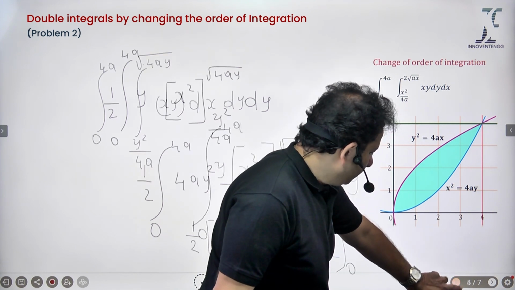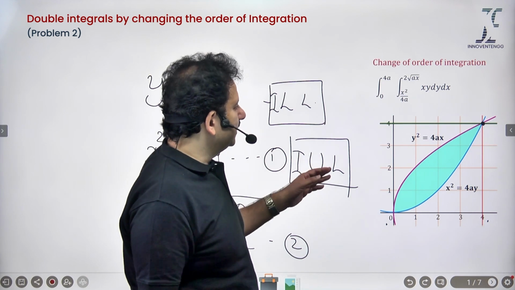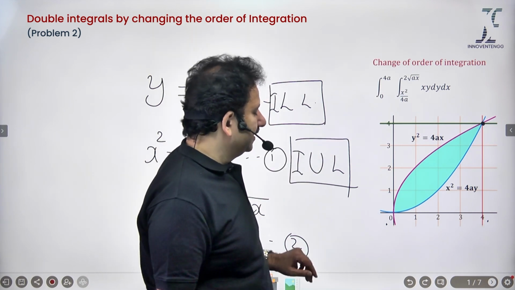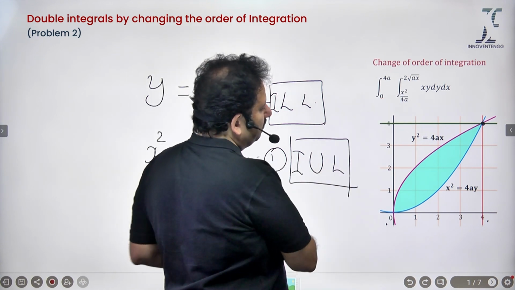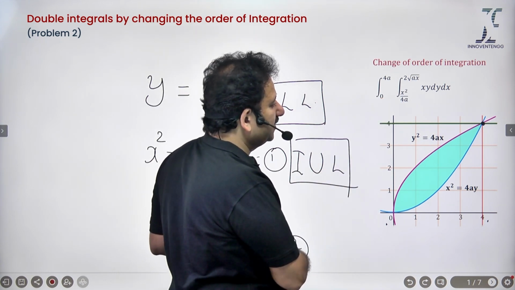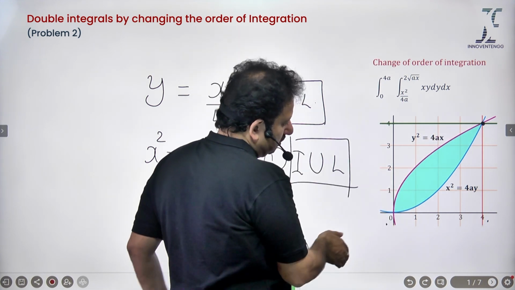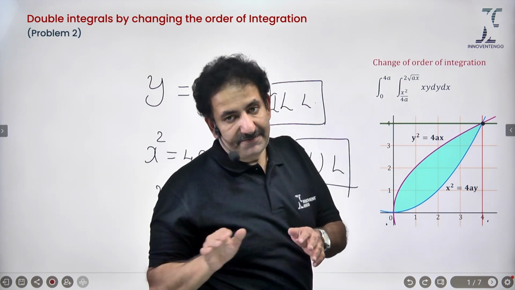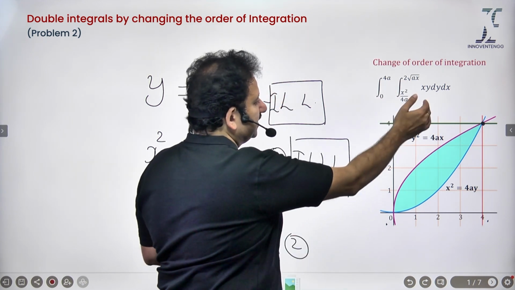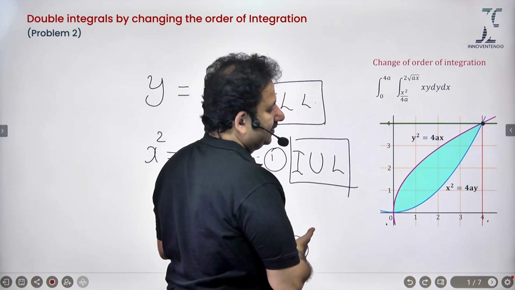Now, let me walk you through what exactly transpired. By looking at the limits of the inner integral, the area becomes very, very clearly defined. So first is y is equal to x square by 4a. That means x square is equal to 4ay, which is the parabola symmetric about the y-axis. And this is y is equal to 2 root ax. If you square it up, you get y square is equal to 4ax, which is again a parabola symmetric about the x-axis.